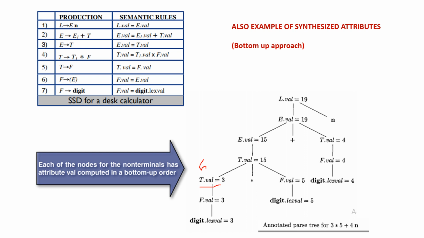Then for e.val, according to production number 1 and the semantic rules, the 19 should be assigned to L.val equal to 19. So the annotated parse tree has the attribute along with its value, and this n represents an end marker. With that the statement is completed.